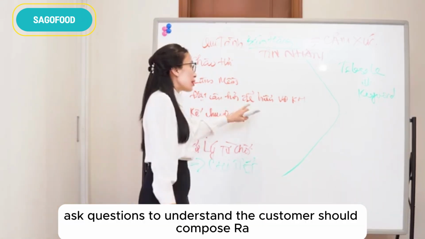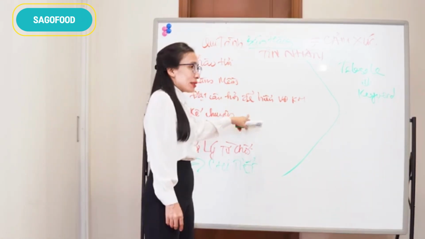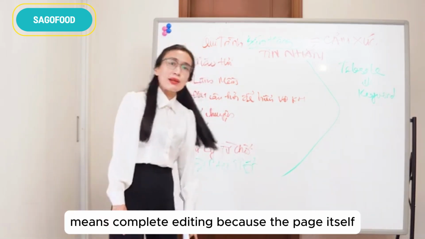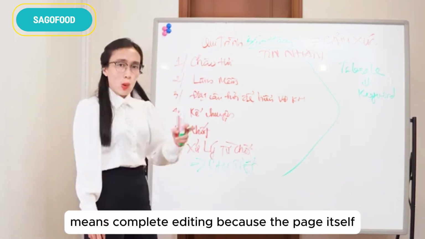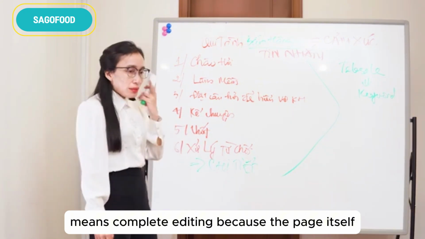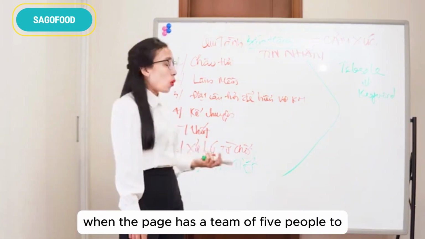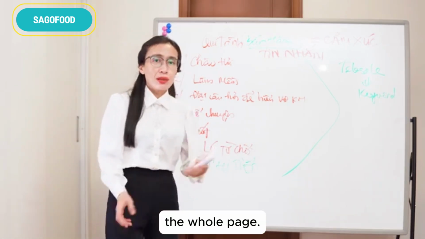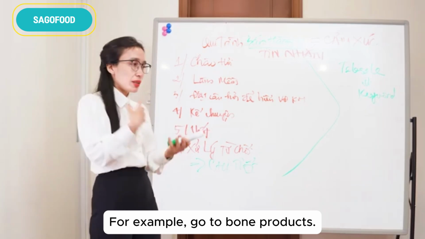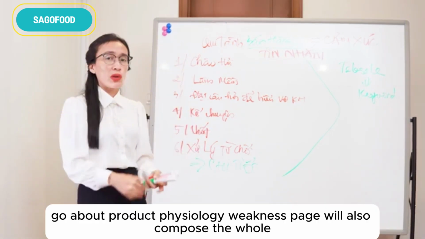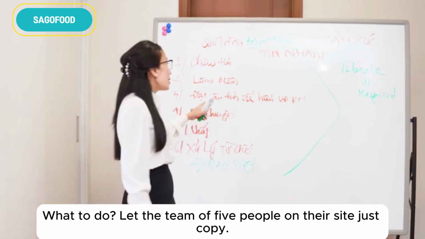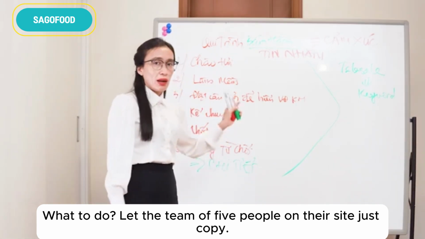Ask questions to understand the customer should be composed too. Everything is complete editing because of the page itself. When the page has a team of 5 people, for example a business of functional food products, the whole page will cover everything, like bone products, product physiology and weaknesses. The page will also compose what to do, whole. Let the team of 5 people on their side just copy.